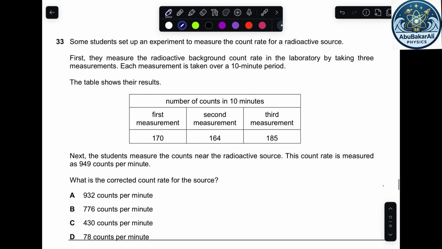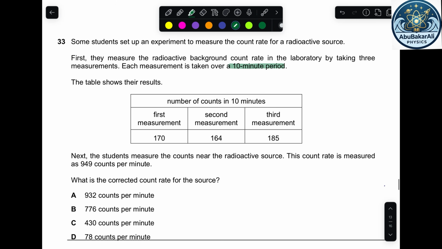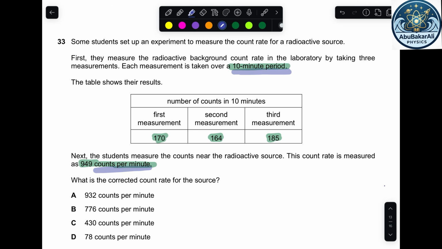In question 33, some students set up an experiment to measure the count rate for the radioactive source. First, they are measuring the background count rate in the laboratory, and each measurement is taken over a 10 minutes period. They have taken three readings: 170, 164, 185. Next, a student measures the count near the radioactive source. The count rate is measured as 949 counts per minute. If you see, they have different units: this is for a 10 minutes period, and that is per minute. First I have to calculate the background radiation.